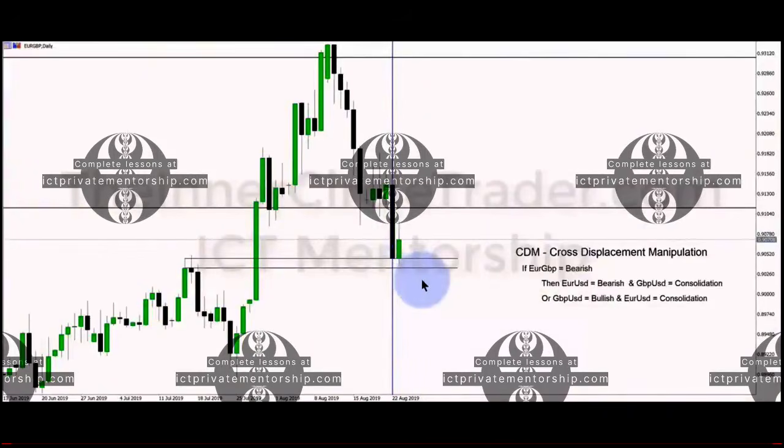Now I want to talk a little bit about cross displacement manipulation. When we refer to this pair, it's going to be very germane to how you trade the euro dollar or the British pound versus the dollar, or fiber and cable. As we indicated in the last session, euro pound was bearish and we would see it trade down to this level here. Highly specific, we had a direction in mind, we had a level to look for, so we were looking for a specific discount array.